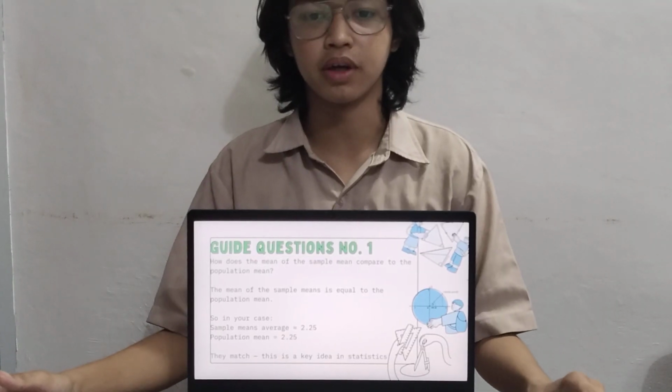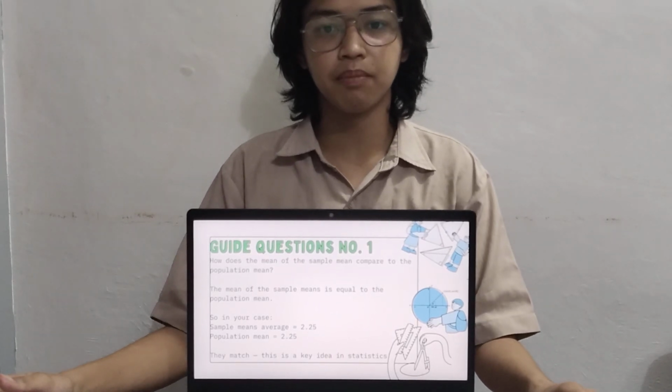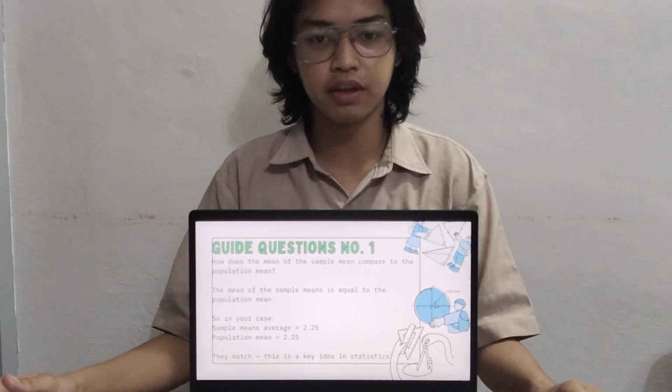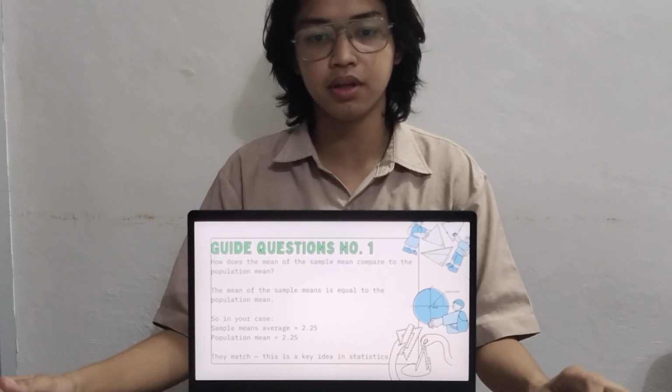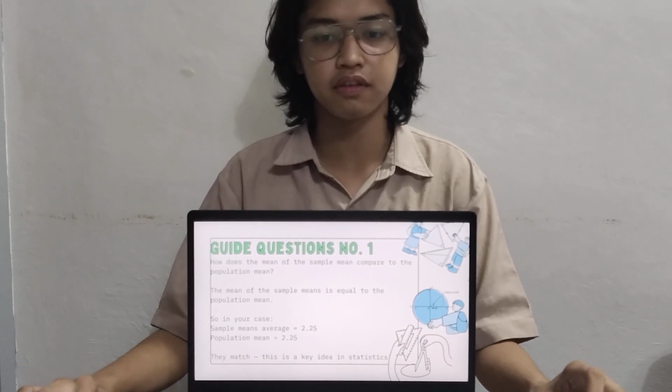Guide question number 1. How does the mean of the sample means compare to the population mean? The mean of the sample means is equal to the population mean. So in our case, the sample means average 2.25. The population mean equals the same. They match. This is a key idea in statistics.